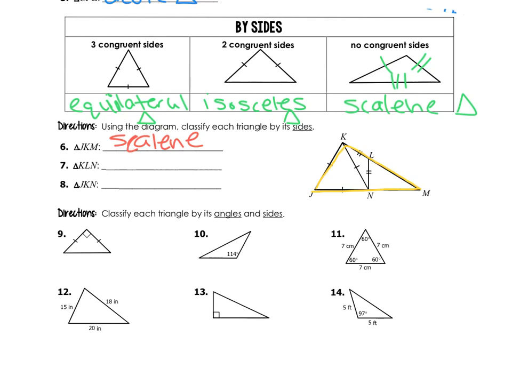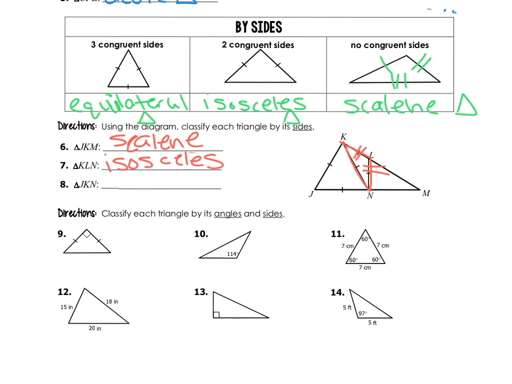If I take a look now at triangle KLN, I see 2 tick marks here. That indicates that 2 of the sides are congruent, which means this is isosceles. Okay, so that one's isosceles.